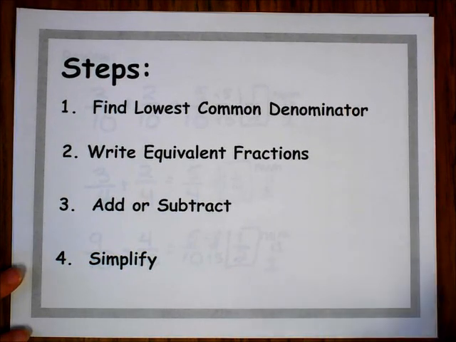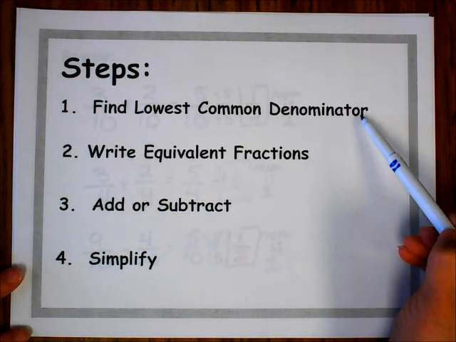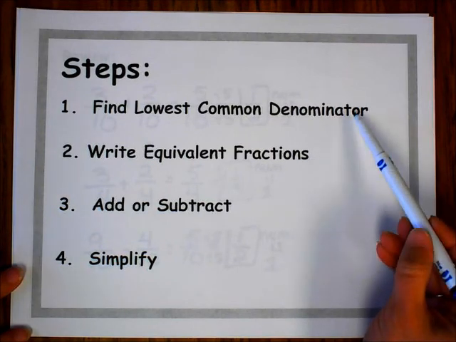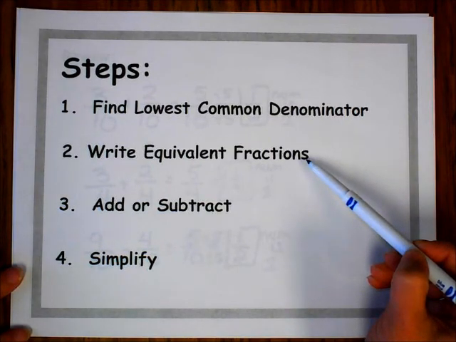Here are your steps for adding fractions and subtracting fractions with different denominators. Step 1, we're going to have to find the lowest common denominator. Step 2, we're going to have to write equivalent fractions. Step 1 and Step 2 are just like we did when we were putting fractions in order from least to greatest or greatest to least.